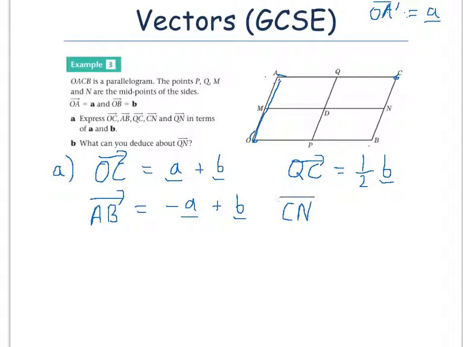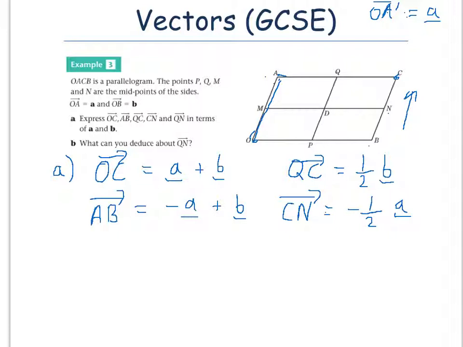CN. Well, CN, yet again, N is a midpoint. Now, we know that the vector from B to C must be A, as it's parallel to OA, but we're only going half of it, so that makes it half A. But we're going from C to N, not from N to C, because remember, the vector goes in that direction. So we're looking at negative half of A.